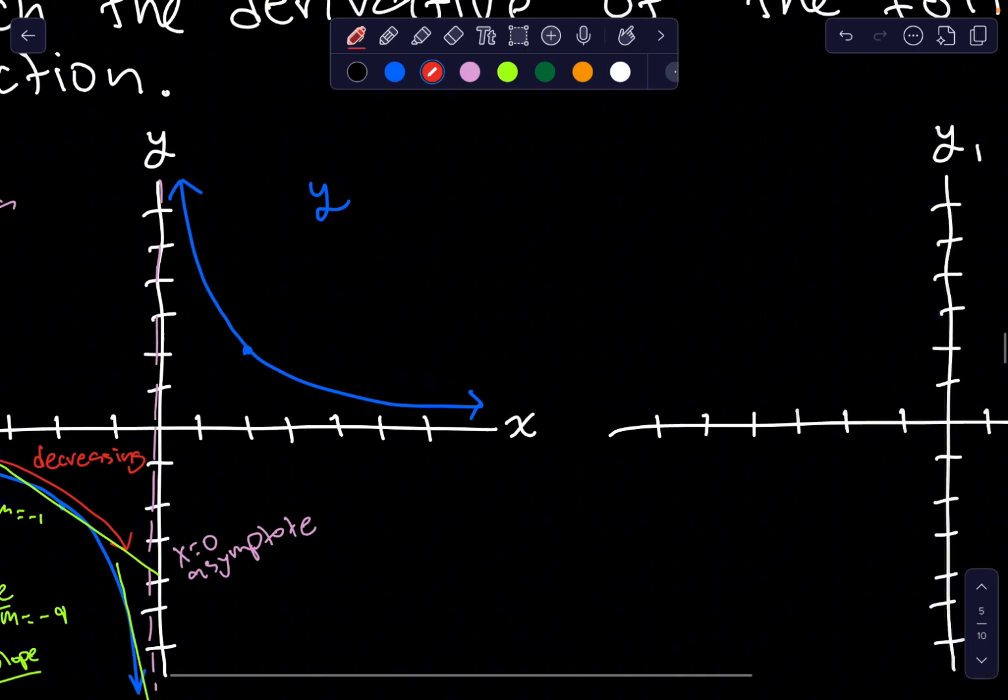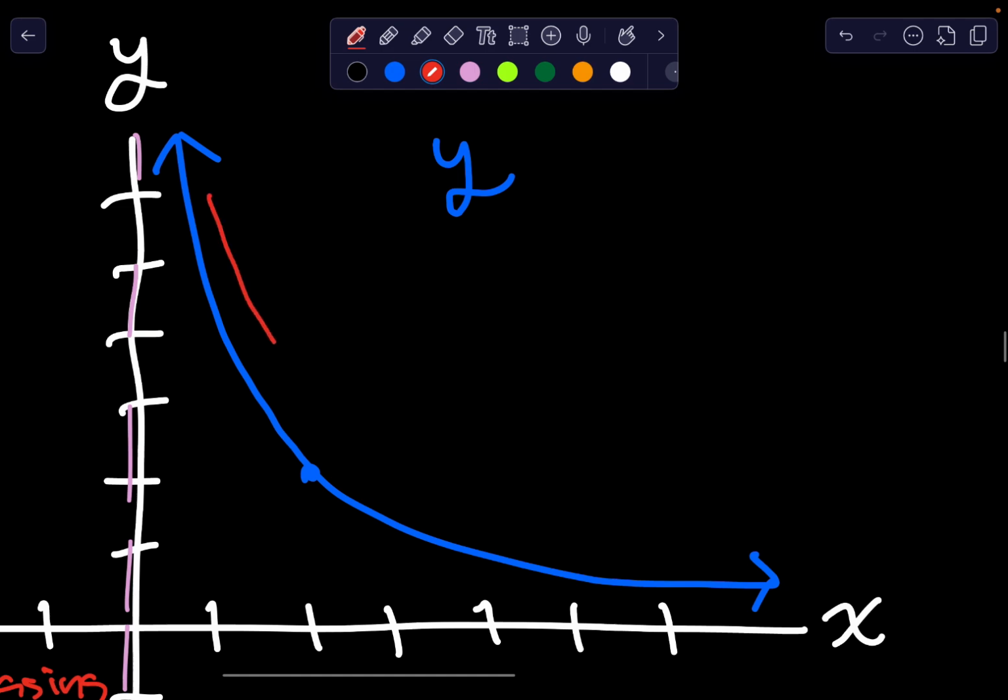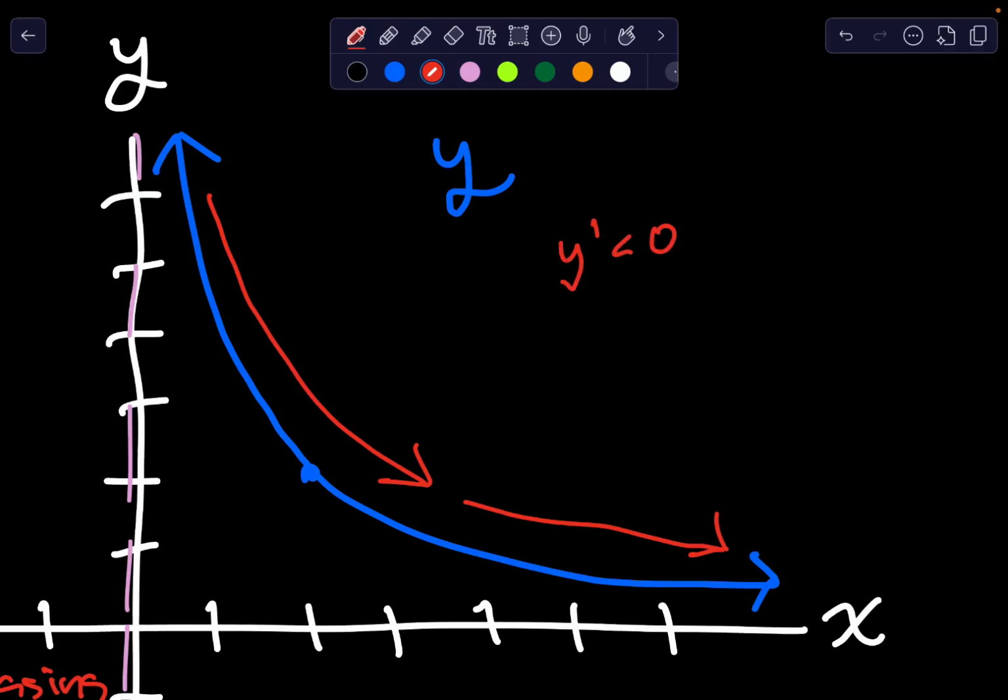Now let's take a look at this section right here. It looks like we're also decreasing. And what does that say? Well, if we think about our first derivative, it's essentially just our rate of change. We are decreasing overall, so we can say our derivative, y prime, is also less than 0. All the tangents you draw, one at x equals 1, another at, let's say, x equals 5 or something, they all have a negative slope, meaning our derivative value, y prime, is less than 0.